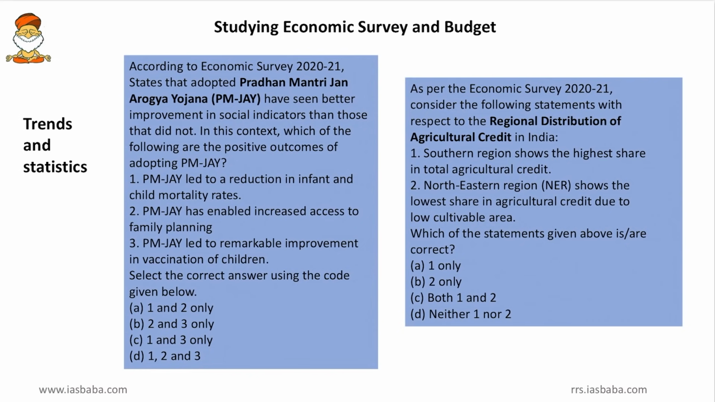Has it led to a reduction in the infant mortality rate or the maternal mortality rate, or has it increased access to family planning, or improved vaccination? So such statistical trends can be asked. Then one more example is the regional distribution of agriculture credit, whether it has increased in northern India or southern India. So such questions will be asked. So trends and statistics are one more important area we have to look at in the economic survey and budget.